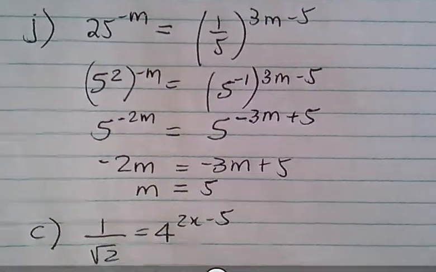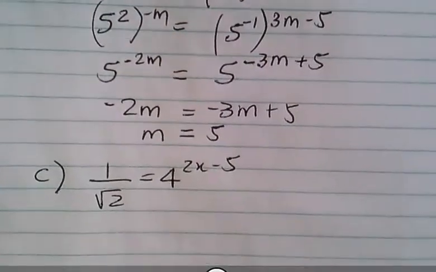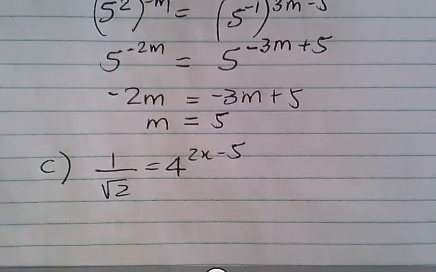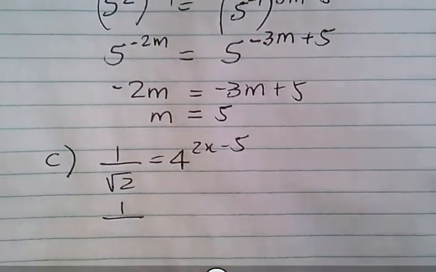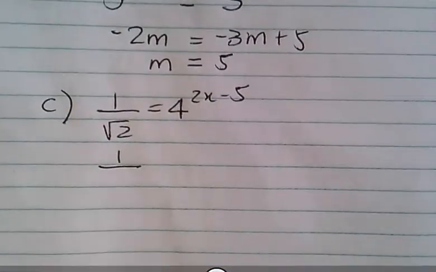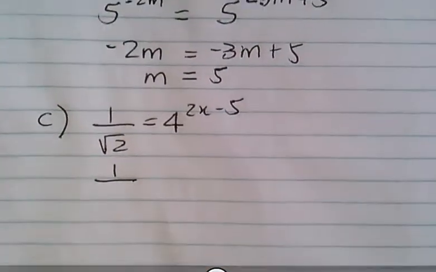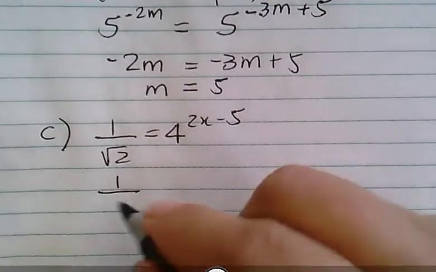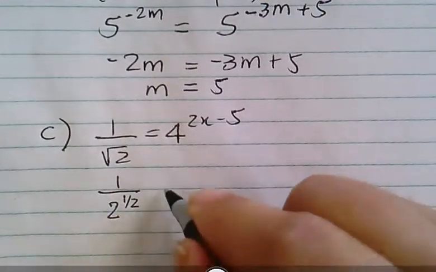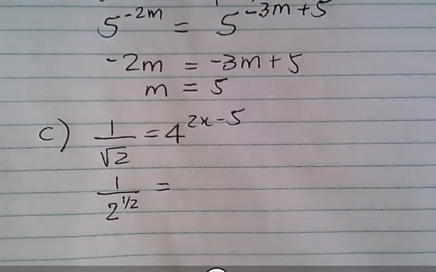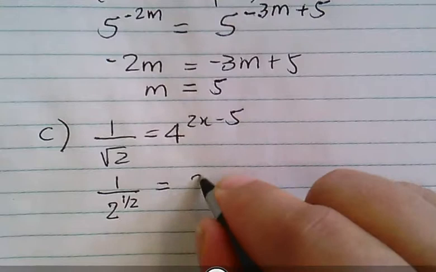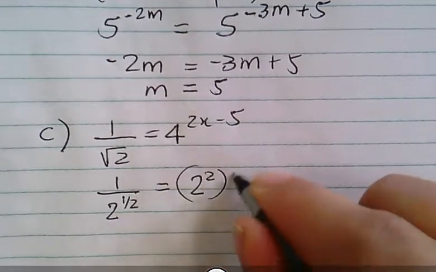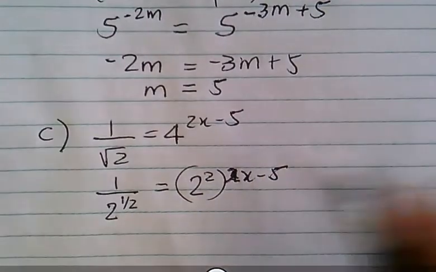And the last one, C. How are you going to write? So you can do one step at a time because you don't want to mess this up. What's the square root of 2? Square root of 2 is 2 to the half. Just write it as 1 over 2 to the half first. So on the next line you can bring it up. Is what? 2 squared bracket 4x minus 5. Oh, 2x, sorry, minus 5.